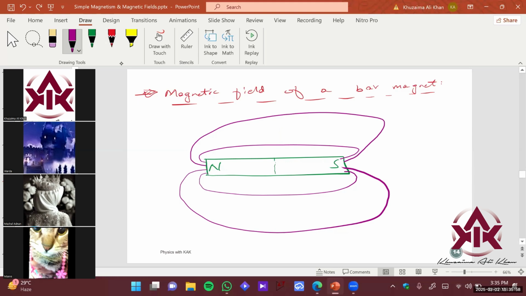You want to assume that because of lack of space you cannot plot it further away, but they are going out, right? And they are sinking in over here. So arrows are very important here. On the north pole you should have all arrows coming out, going out of the north pole, and all arrows coming into the south pole. So that's how you plot a magnetic field line of a magnet.